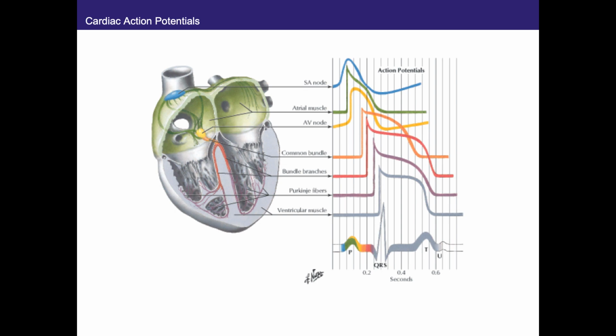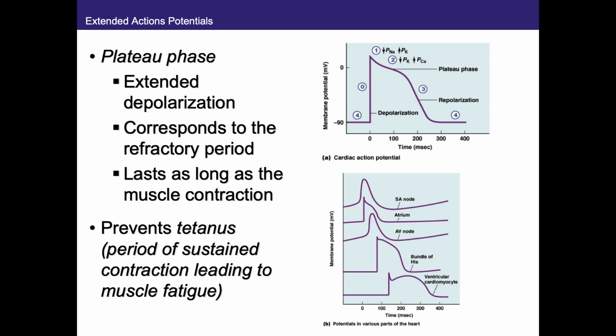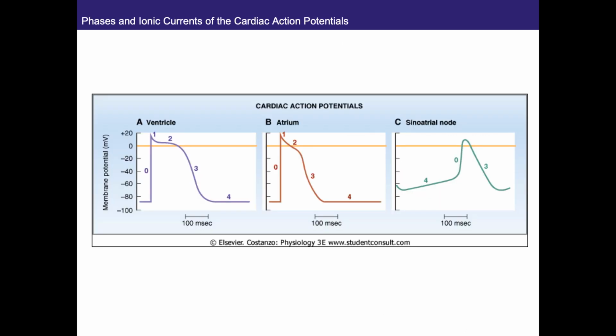All right. So, here's what will be on your exam. You do need to know the different phases of only the ventricular action potential, the action potentials that occur in the ventricles, and the action potentials that occur in the SA node, just those two.